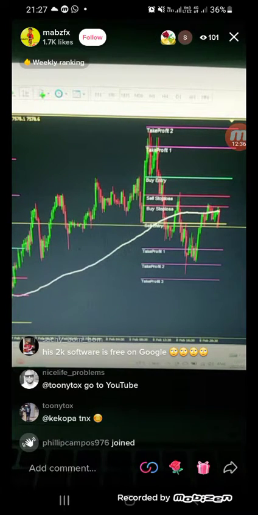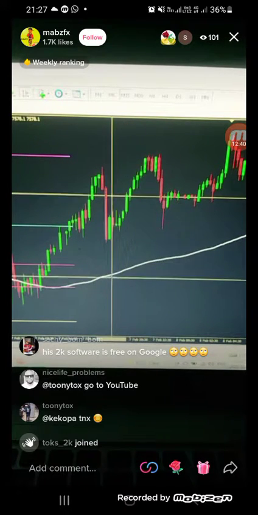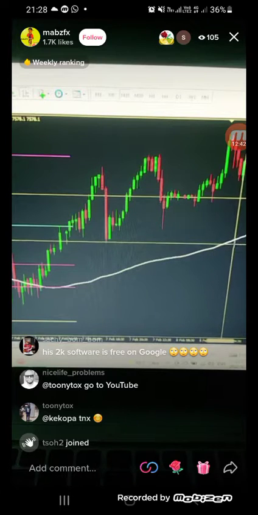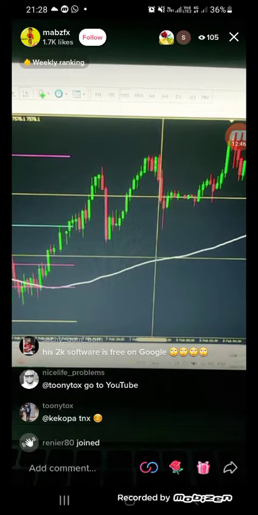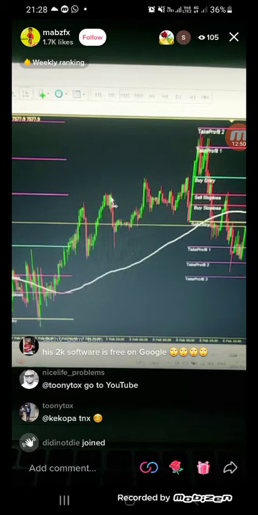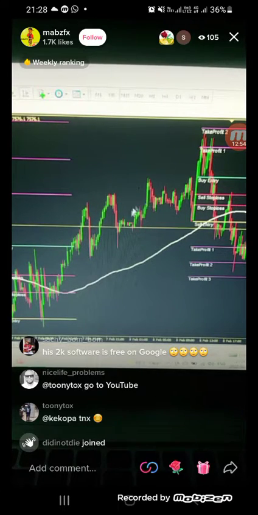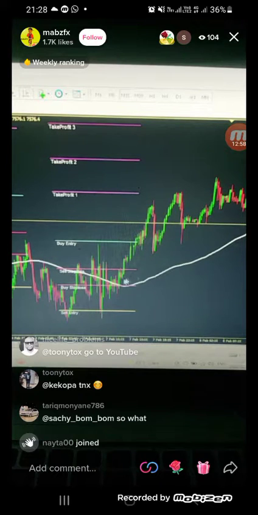So for the buy scenario, we look at this moving average over here. This white line right here is a 100 period simple moving average. This particular strategy works on a 15-minute chart. In order for us to buy, we need to see the price come above this 100 period simple moving average, just like that.